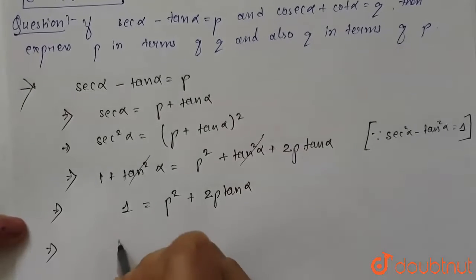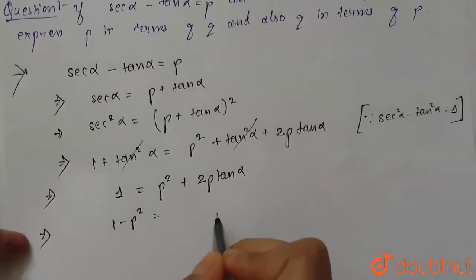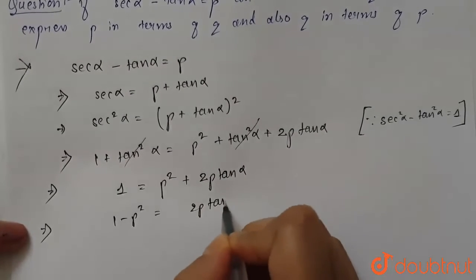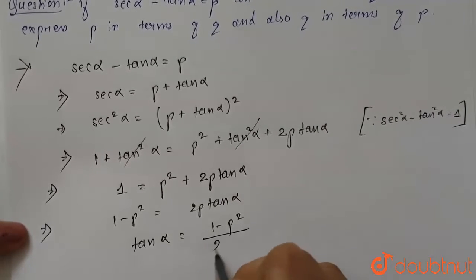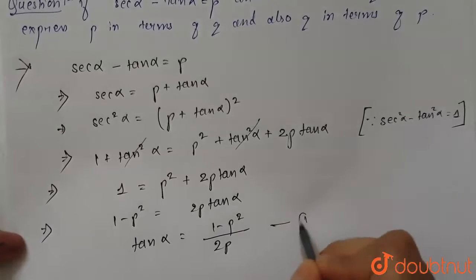Therefore from here, 1 minus p square is equal to 2p tan alpha. So from here we can write tan alpha is equal to (1 minus p square) divided by 2p. Now let this be equation number 1.